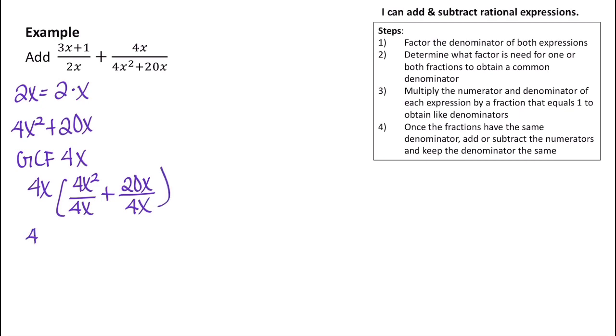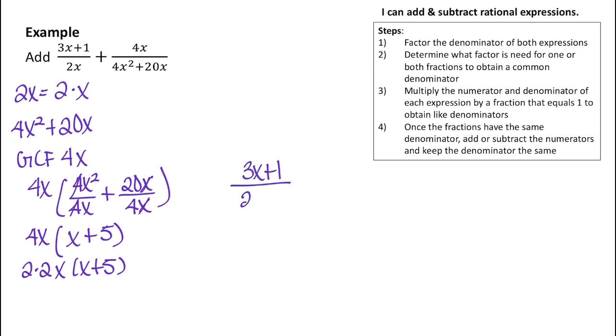When we do that, we're going to get 4x times 4 and 4 cancel, and then x squared over x is just x. Plus 20 divided by 4 is 5, and then x and x cancel. So that is going to be our denominator of the second fraction. When I rewrite this, I'm going to write this as 2 times x plus 5, and you'll see why I did that when we find the least common denominator. So I have 3x plus 1 over 2 times x plus 4x over 2 times x plus 5.